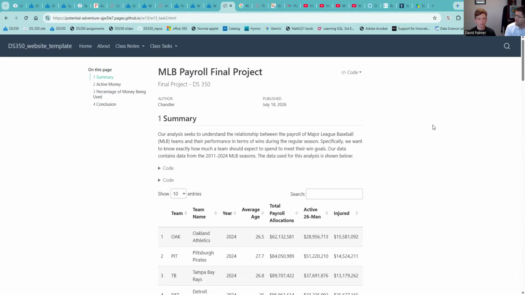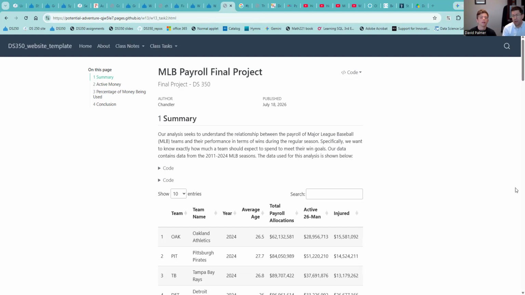Basically, my question is I'm looking into the relationship between MLB teams and how much they're paying their players. So the question I wanted to answer was how much a team should expect to spend to meet their win goals. Okay, yeah, and tell me a little bit of where you got the data from, and then oftentimes data is messy. So, what did you have to do to prepare the data for analysis?